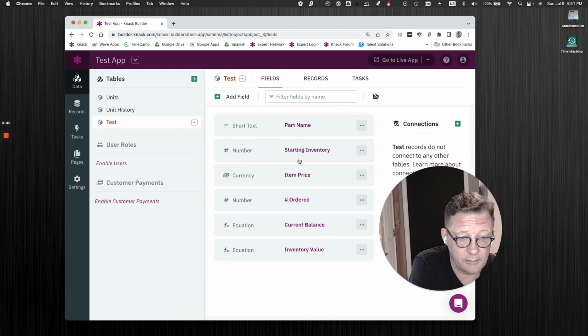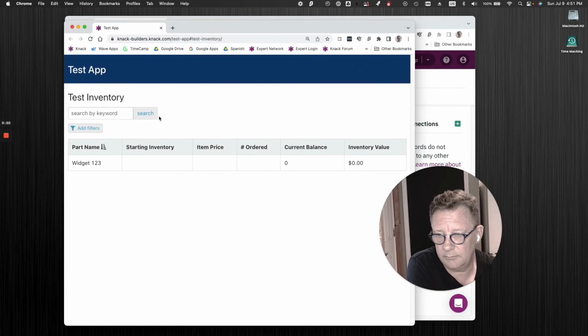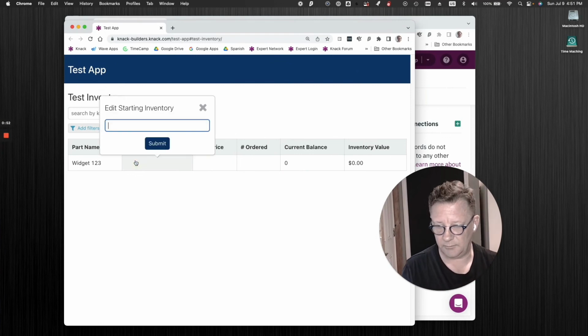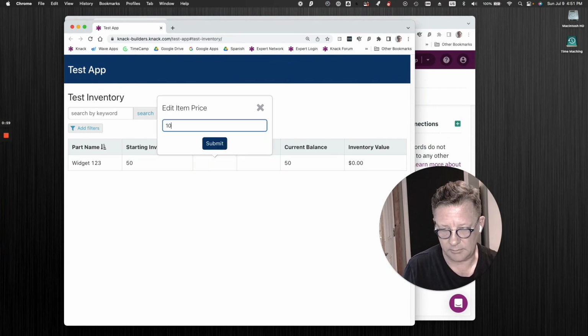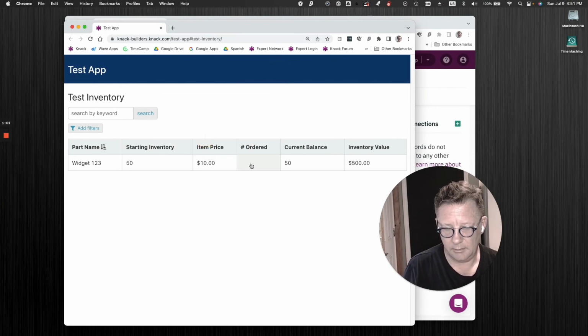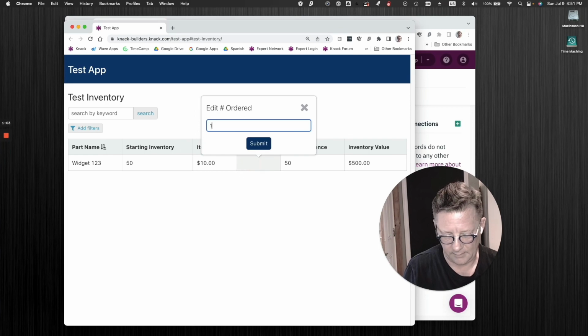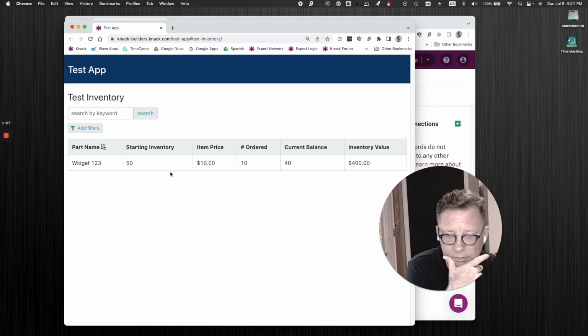Now, these are in the correct order. And let's go to a little demonstration here. Let's just pick some numbers. Let's say we got 50 starting balance. Let's say they cost $10 a piece. And let's say that 10 have been ordered. So all this math is right: number ordered, current balance, value of 400.